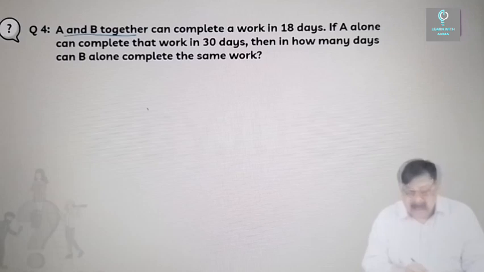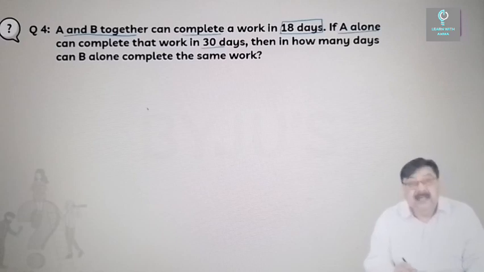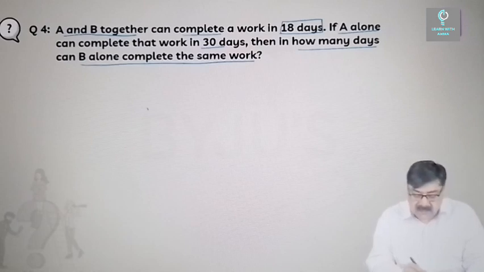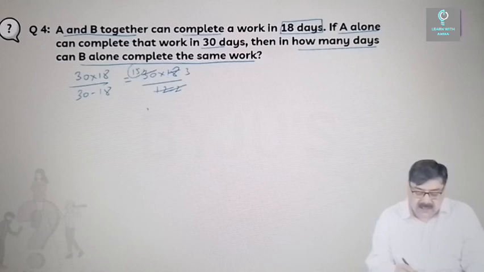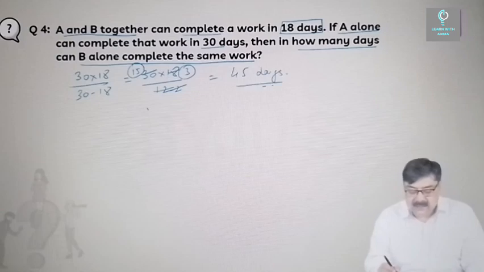Alright, let's have a look at another question. A and B together can complete a work in 18 days. Okay, so A and B together is given to you. If A alone can complete that work in 30 days, then in how many days can B alone complete the same work? So what do you have here? You have 30 into 18 by 30 minus 18. Alright, so 30 into 18, as we did xy by x minus y this time. So this is by 12. So 6 2s are, 6 3s are, and this is 15. So 15 into 3 is 45 days. So B alone can complete the same work in 45 days.